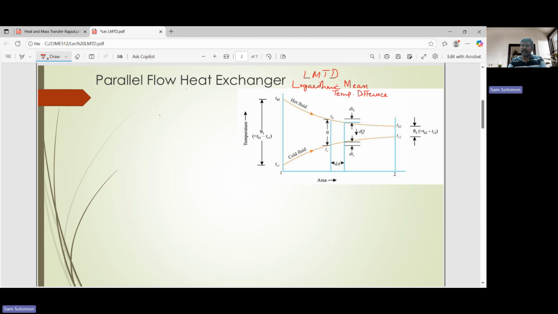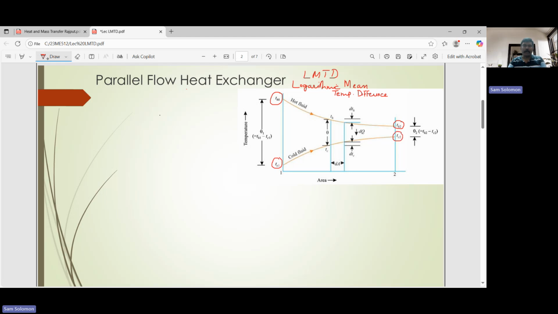And the temperature distribution of the hot fluid and the cold fluid along the length of your parallel flow heat exchanger is shown in this particular diagram. And you can see that this TH1 is the inlet temperature of the hot fluid, and it gets reduced to TH2 on the outlet. Similarly, a cold fluid enters at TC1 and it leaves the heat exchanger at TC2 with an increased temperature.